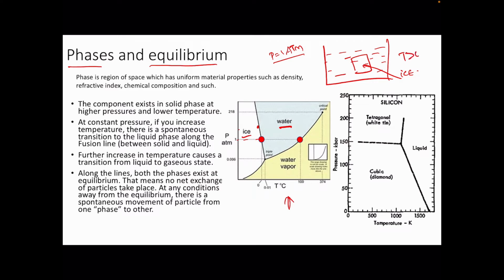At T greater than 0, obviously the water molecules in the ice cube want to leave the solid phase and go down to the liquid phase, right? Water starts to melt. So at these temperatures, if you are here, water wants to be in the liquid phase, so there is a spontaneous movement of molecules from the solid phase to the liquid phase.